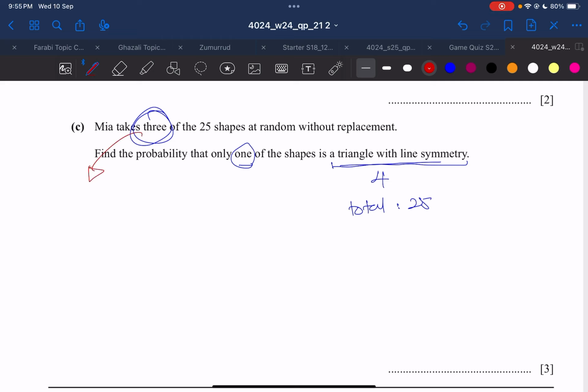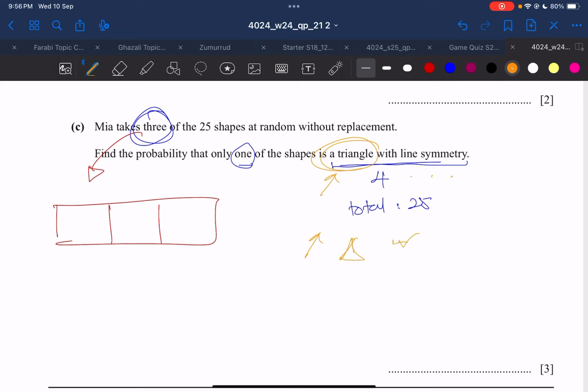She takes 3, so that means there are 3 shapes. The real question here is whether she takes the triangle first and then the others, or takes another one and then the triangle and then the other, or takes the others and then the triangle. But the important thing is that one of the 3 is definitely a triangle with line of symmetry. So automatically the other 2 will not be a triangle with line of symmetry.